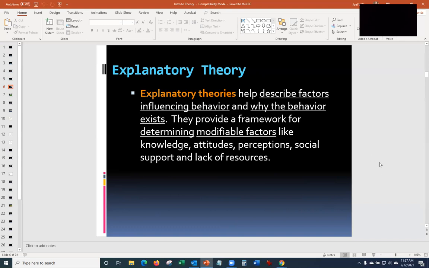So we can have any number of constructs or any combination of constructs in a theory, but these theories and models were developed in a particular way based on what was known about that behavior from other studies. So the researchers that developed the theories and models that we talk about in this course had previously collected data that indicated to them that certain factors were strongly correlated or associated with the behaviors that they were studying.